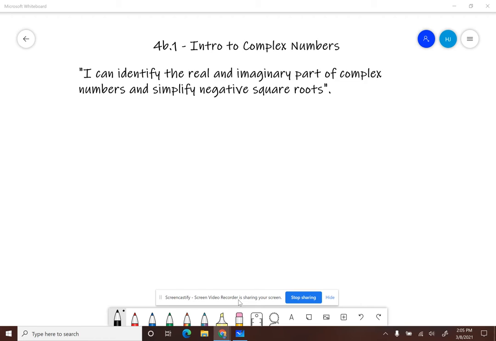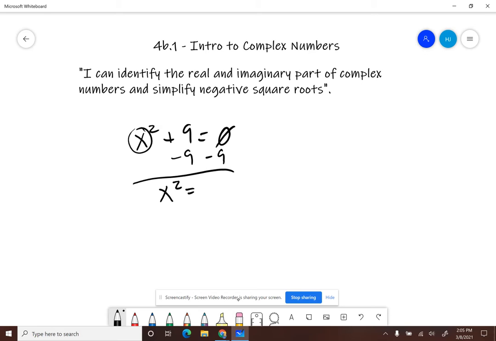First, what I want to do real quick is look at something that will bring back some memories from last chapter. So if we look at x squared plus 9 equals 0, for example, and we were to try to solve that, the goal is always to try to get x by itself, right? So I'm going to subtract 9 from both sides, and that's going to leave me with x squared equals negative 9.